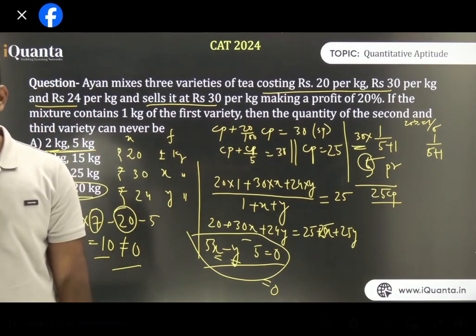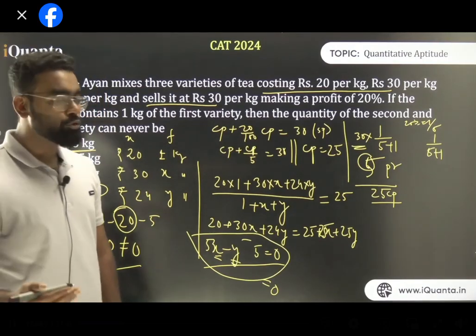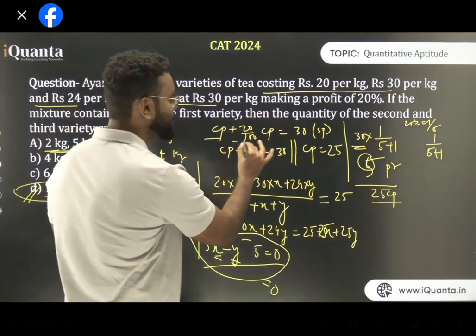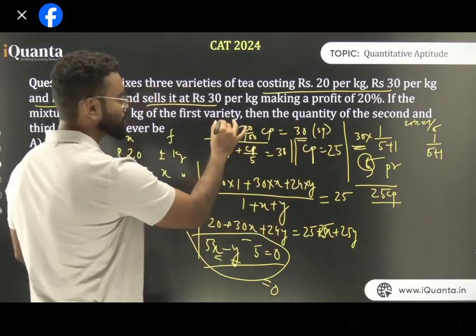I guess you have understood how we solve this kind of question. So how to find CP? Because CP plus 20% of CP is equal to the selling price 30. Because this is cost price plus profit, what is it?